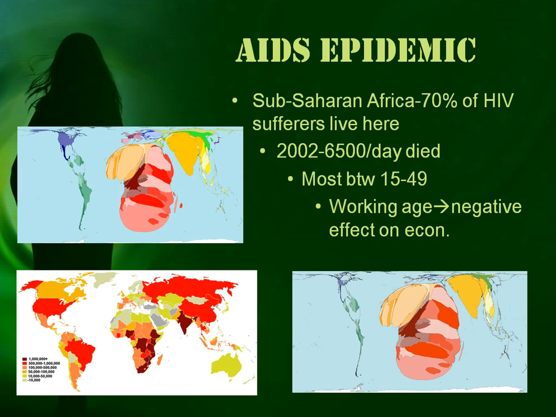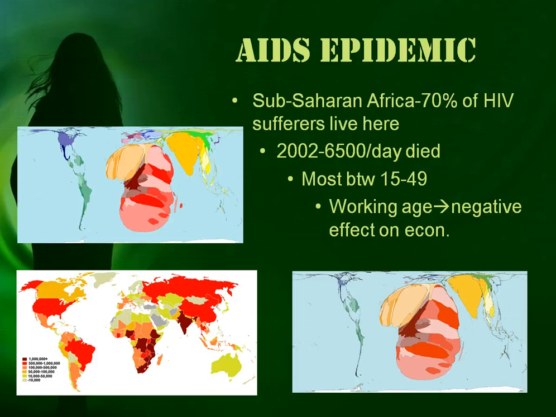And lastly, health issues. The biggest health issue that we're facing today is the AIDS epidemic. AIDS really came to light in the 1980s. Today, 70% of HIV sufferers actually live in sub-Saharan Africa. And the top map that you see there shows HIV prevalence based on numbers. And you'll notice that Africa is very much skewed because of this.